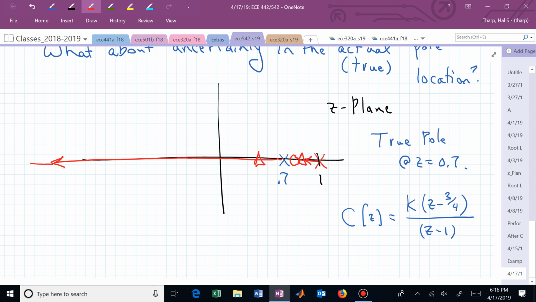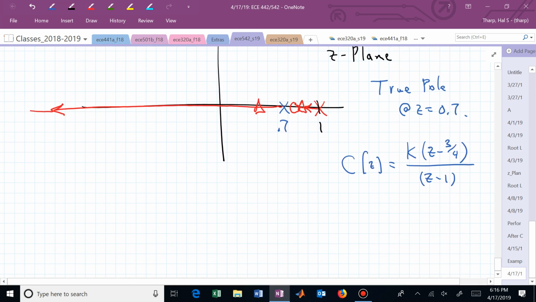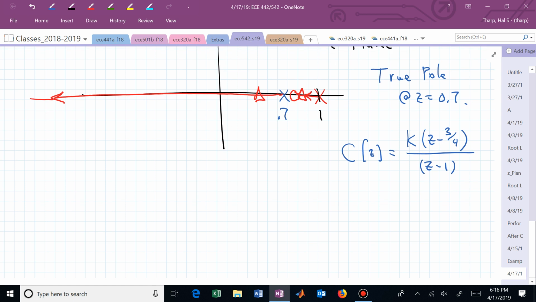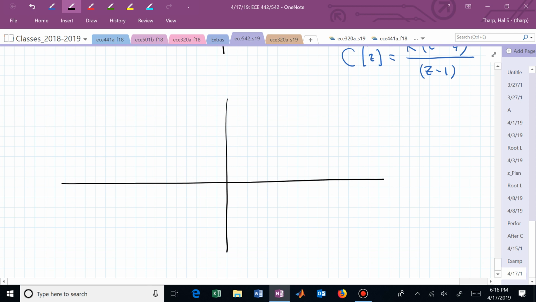And now I know you're just saying, yeah, but that was when the true plant had a pole at 0.7. What if it had a pole at 0.8? Come on. You have to think about all these different possibilities. So now we have a pole at 0.8.